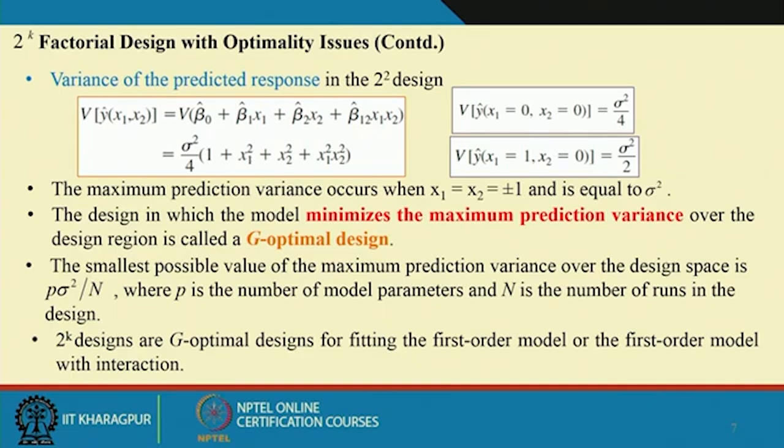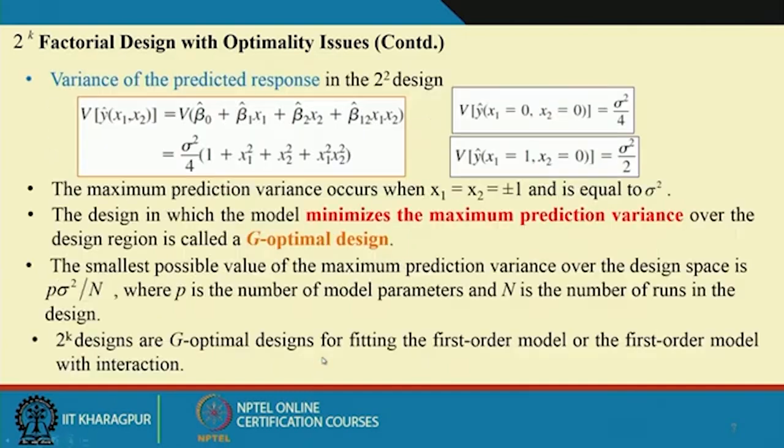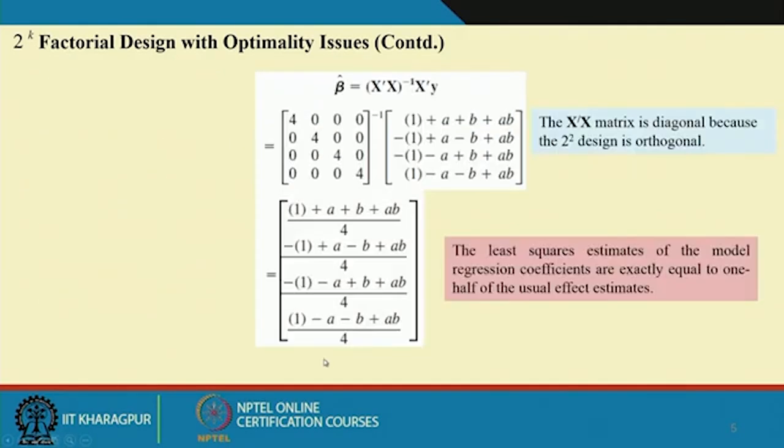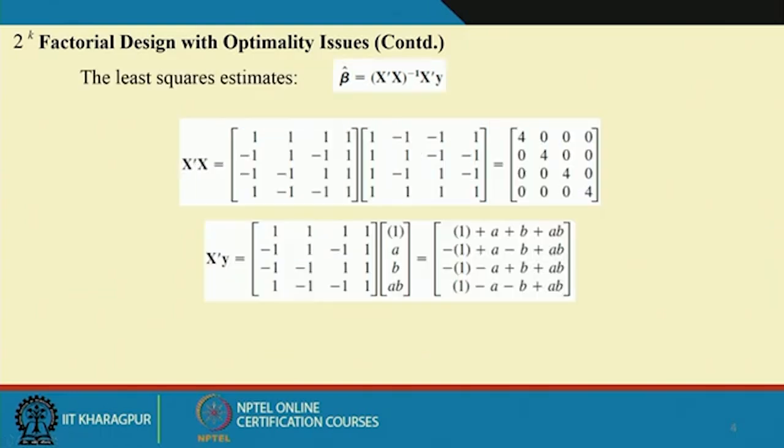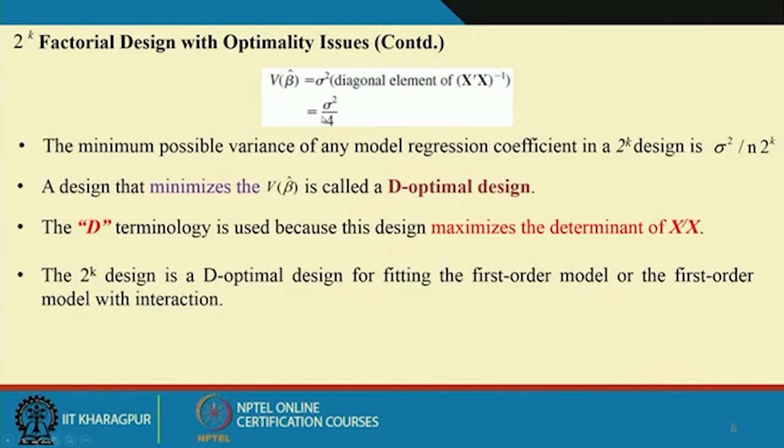So these are the few things you learned about your design when you develop a regression surface. That is how you use the regression equation that you learned earlier. Today we have repeated this. When you are estimating the parameters, we want the variance of those parameters to be minimum, and that is known in mathematics as D optimal design. We have seen that the 2 to the power k design is D optimal for the first order model and the first order model with interactions.